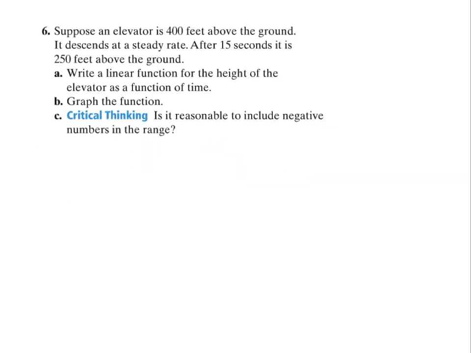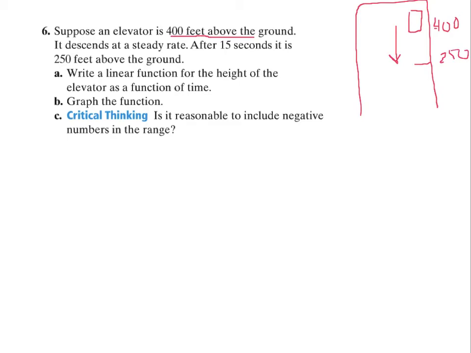Now at this point, this problem is problem number 6. It is a problem that you will actually see in your homework, so you definitely want to write this down to get ahead in your homework. It says, suppose an elevator is 400 feet above ground. So get an idea, you've got this building, and you've got an elevator inside, and it is 400 feet above ground. After 15 seconds, it has descended to 250 feet. So in 15 seconds, it went down.